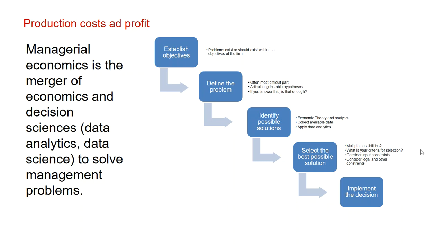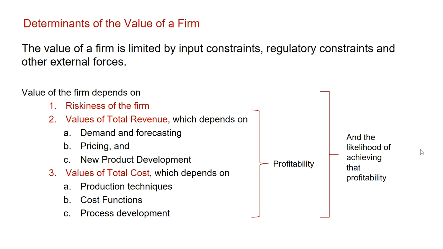So in order to make decisions, we're combining both economics and what I would like to call data science, the data analytics, the whole decision sciences paradigm that would help us use actual data from the firm, from other firms, from the industry to help inform our decisions and come to a point at the end where we actually can implement those decisions.